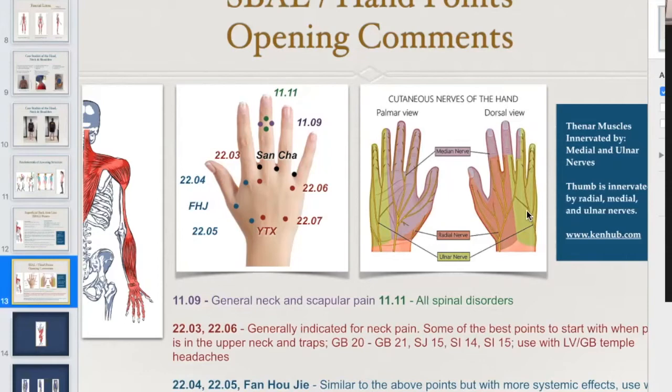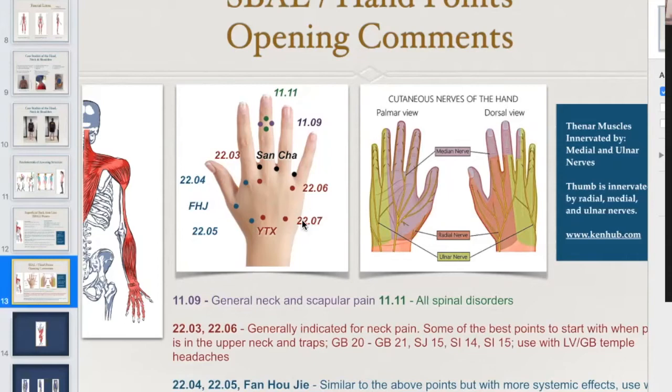Now, if you compare that to like needling 22.06 and 22.07 for low back pain, okay, because that's also indicated for low back pain. That is a 2-point combination, 22.06 and 22.07.